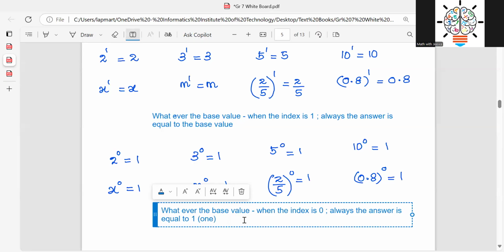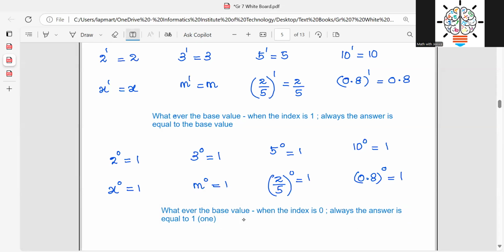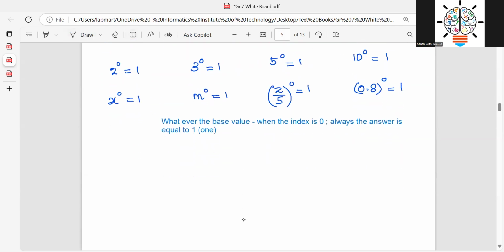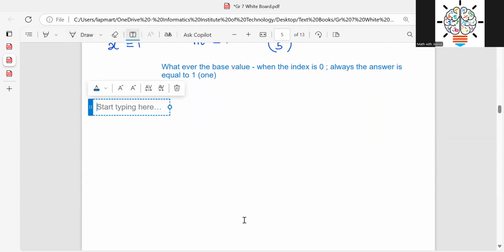So it may be a fraction, it may be a decimal, maybe a letter, whatever it is, if the index is 0, the answer is 1, right? Then we want to go for the next subtopic here. The next subtopic will be, so you write down negative indices, right? So then I will explain you the next one, negative indices, right?